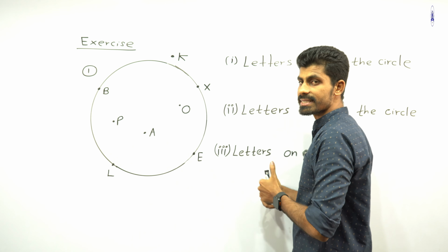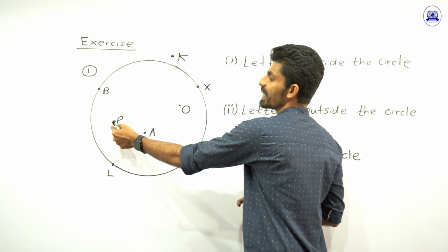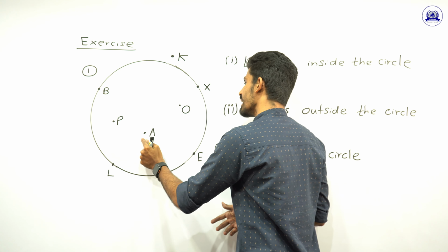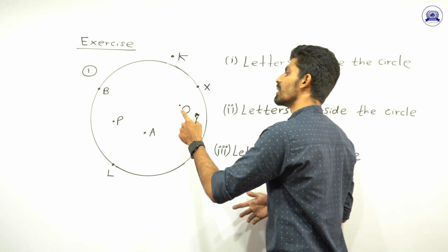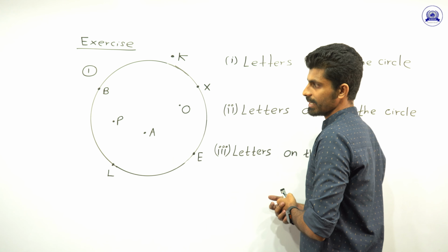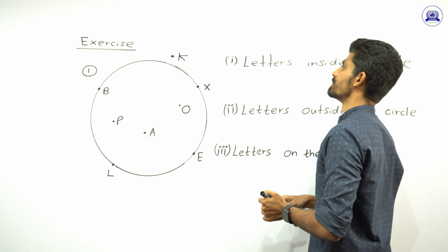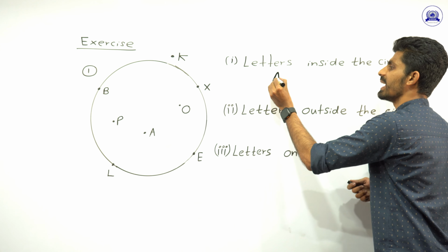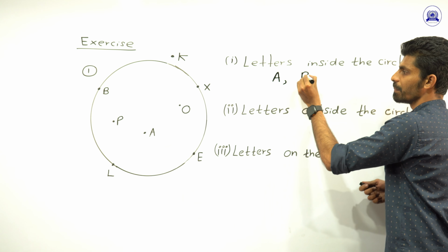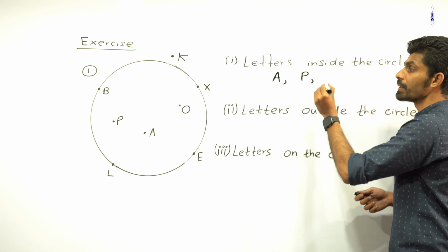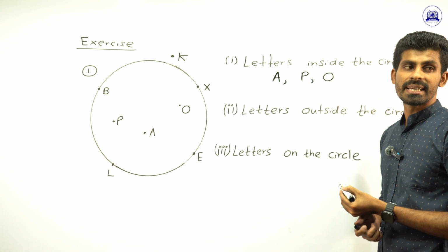B, is it inside the circle? No. P is inside the circle. A is inside the circle. O is inside the circle. So how many letters are inside the circle? A, P, O. A inside the circle, P inside the circle, then O is inside the circle.